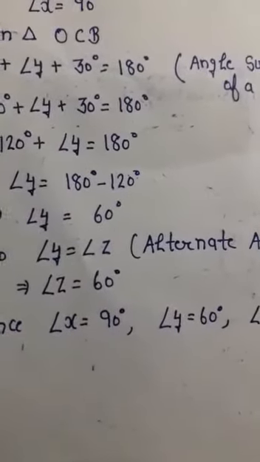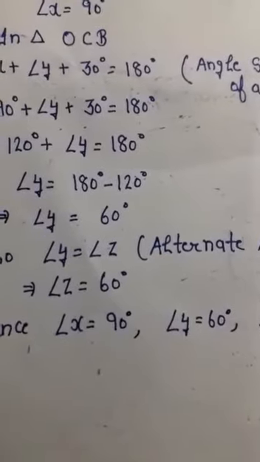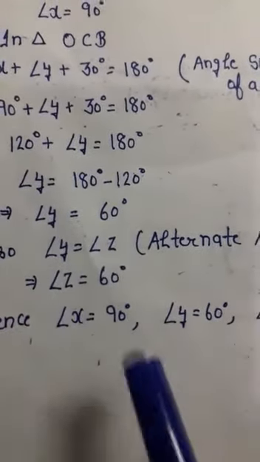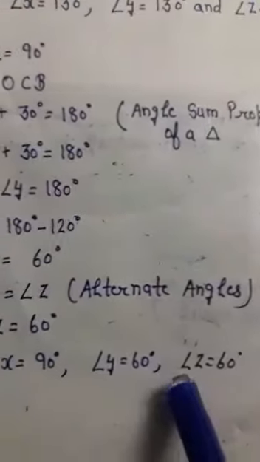Then z will also be 60 degree, that is x equals to 90 degree, y equals to 60 degree, and z is also equals to 60 degree. Fourth part you have to try it yourself. Come on, its fifth part.